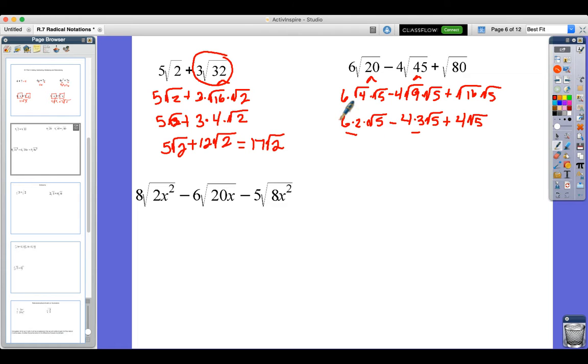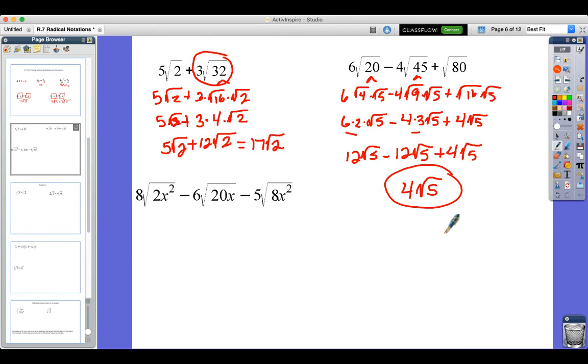Let's simplify that. 6 times 2, we get 12 radical 5, minus 12 radical 5 plus 4 radical 5. So 12 radical 5 minus 12 radical 5 gives us 0, and then plus 4 radical 5. Our final answer is 4 radical 5. All right, let's look at this one right here.